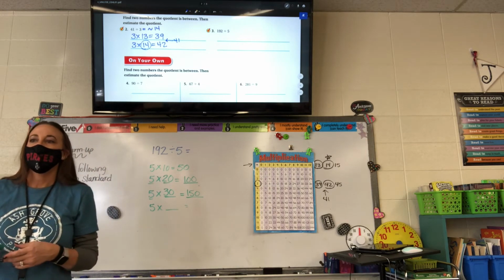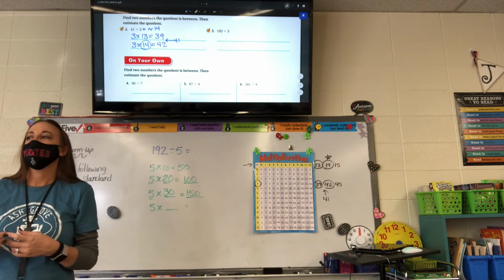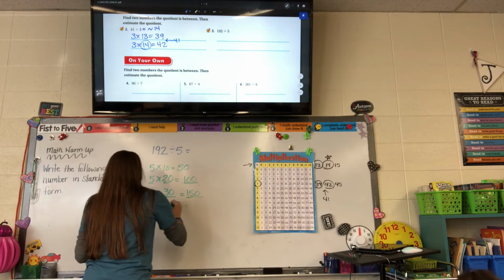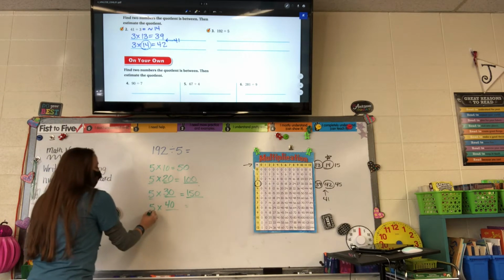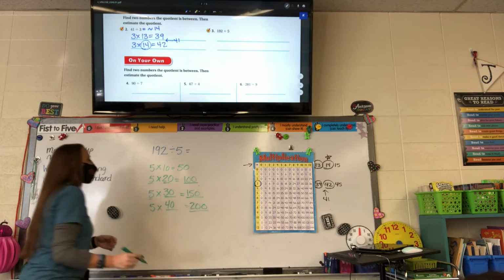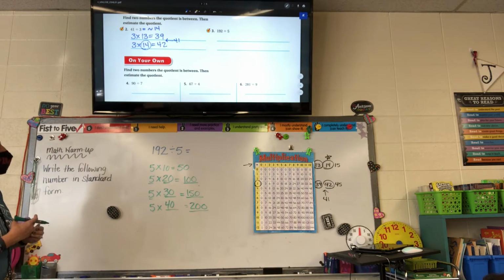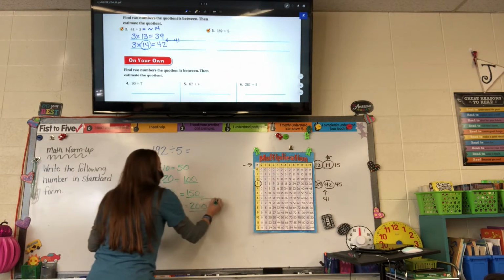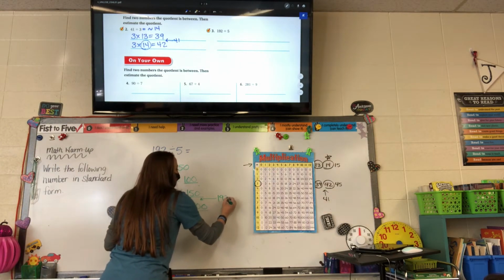We already did that one. Dakota? 5 times 40. Let's try it out. 5 times 4 is 20 with a 0 behind it. Do we have 2 numbers up here that 192 is in between? Yes. 192 would go right here.